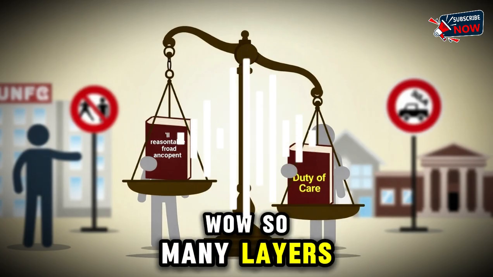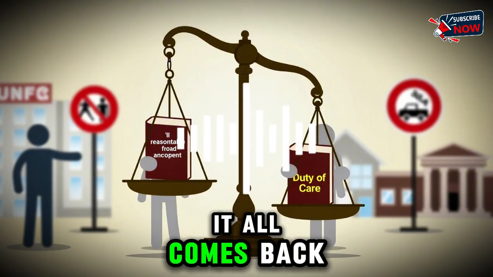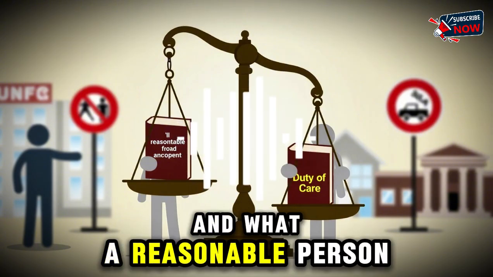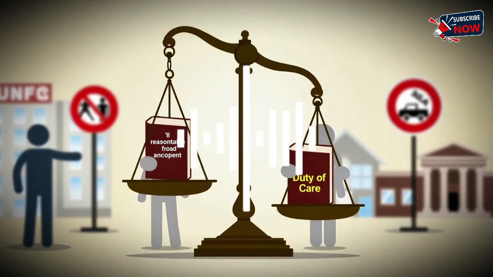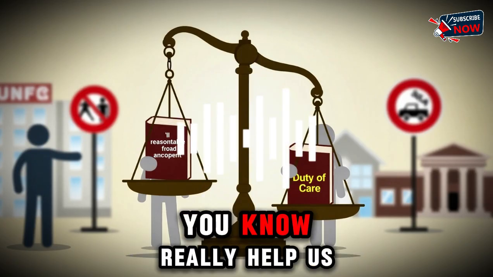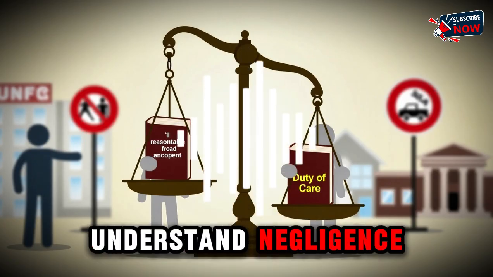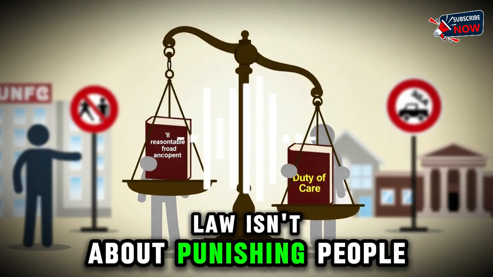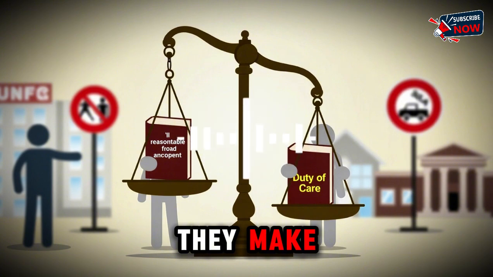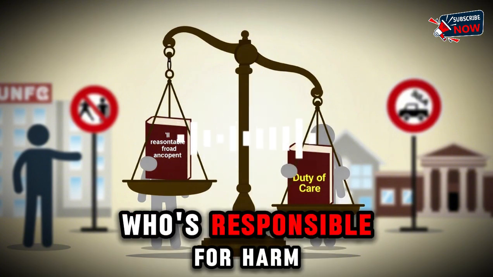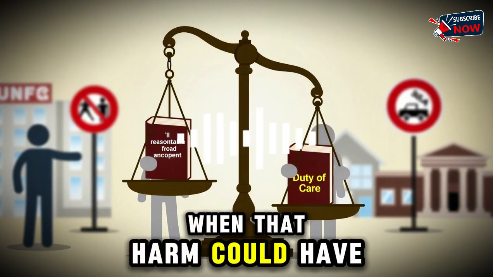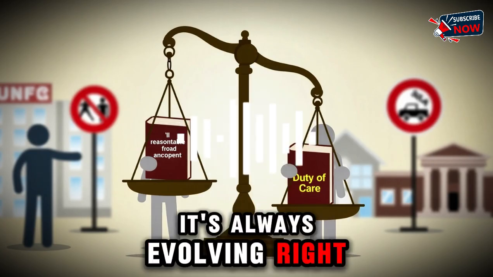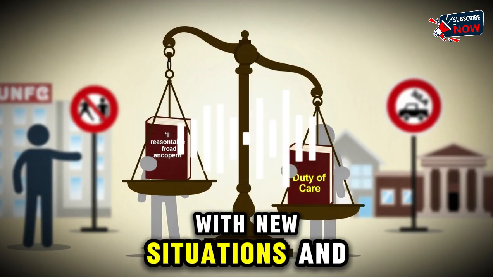Wow, so many layers to figuring out causation. It all comes back to foreseeability and what a reasonable person could anticipate. It's amazing how these cases really help us understand negligence. It is, and I think it highlights the fact that negligence law isn't about punishing people for every little mistake they make. It's about figuring out who's responsible for harm when that harm could have been prevented. It's always evolving, right? Yeah. To keep up with new situations and ensure fairness.